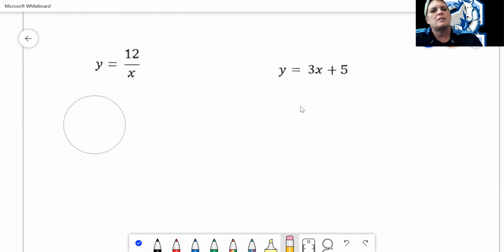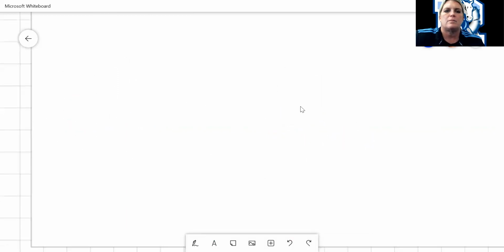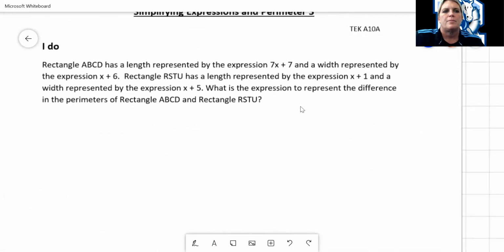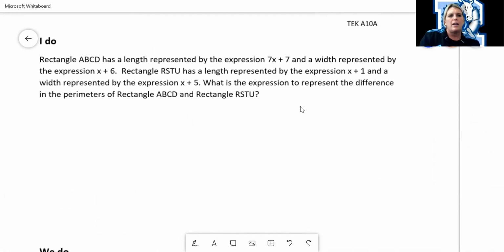All right, let me erase this and let's look at the next section. Rectangle ABCD has a length represented by 7x plus 7 and a width represented by the expression x plus 6. Rectangle RSTU has a length represented by the expression x plus 1 and a width represented by the expression x plus 5. What is the expression to represent the difference in the perimeters of rectangle ABCD and rectangle RSTU?